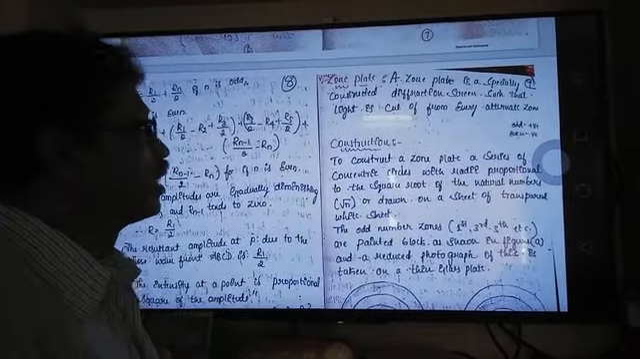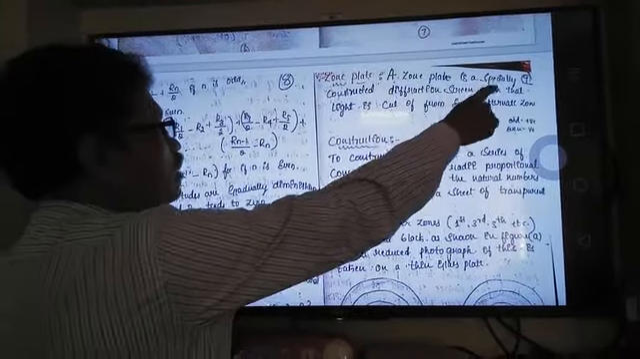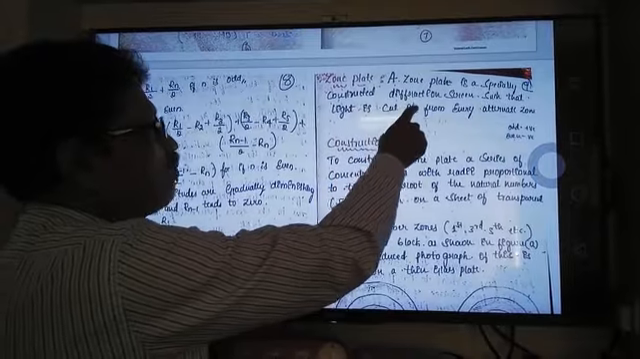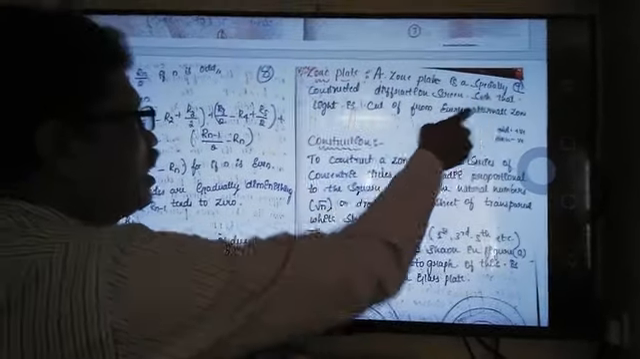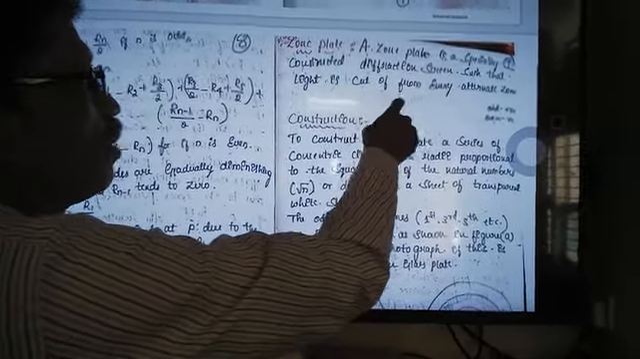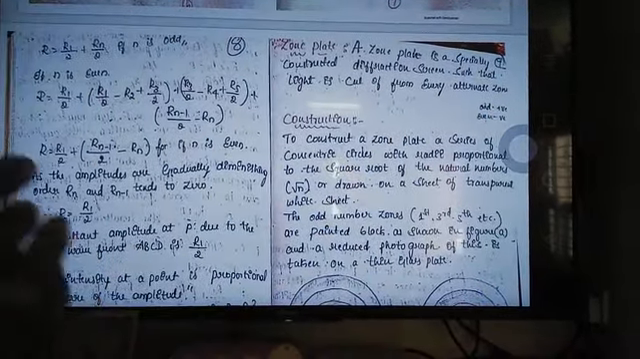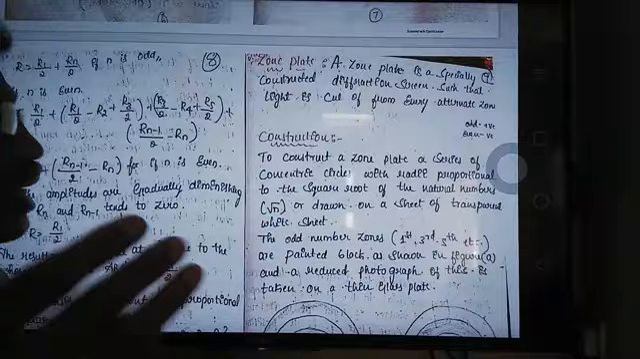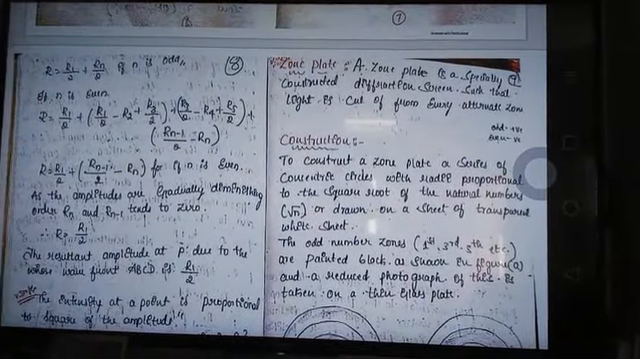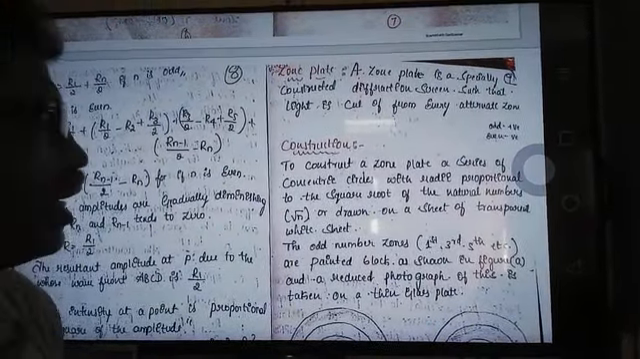What is a zone plate? A zone plate is a specially constructed diffraction screen such that light is cut off from every alternate zone. So one zone will be transparent, another zone is opaque. So how will the zone plate be constructed?